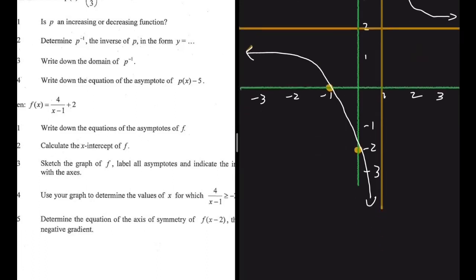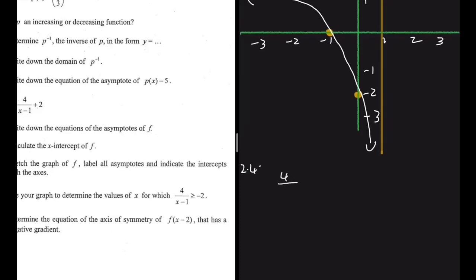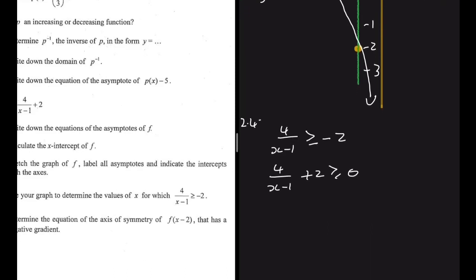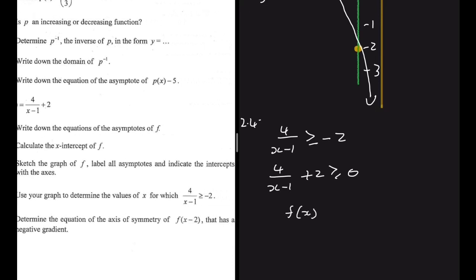Let's do 2.4. Using our graph, let's determine the values of x for which 4 divided by x minus 1 is greater than or equal to minus 2, right? If we take minus 2 to the other side, we're going to have 4 divided by x minus 1 plus 2 is greater than or equal to 0, right? So what we're actually looking for here are the values of x for which our function f of x is greater than or equal to 0, right?